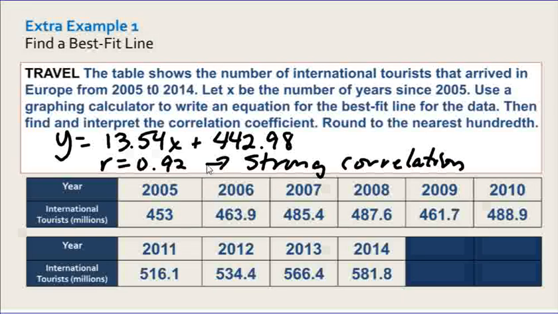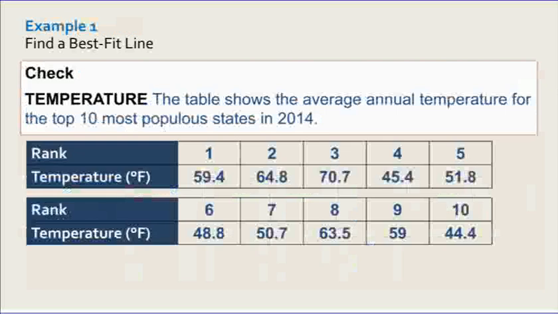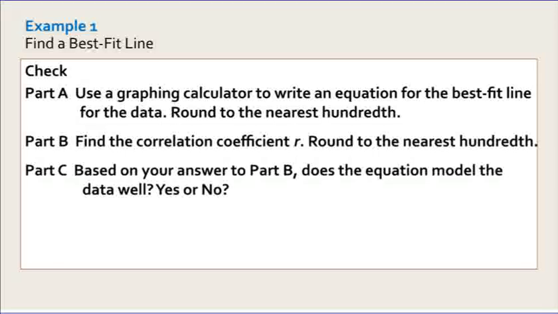So as the years have increased, so have the international tourist numbers. Next, the table shows the average annual tuition for the most populous states in 2014. You can see the rank here and the total choice. What we want to do is use a graphing calculator to write an equation for the best fit line of the data and then round to the nearest hundredth. We'll find the correlation coefficient, to the nearest hundredth, and see whether it models the data very well.